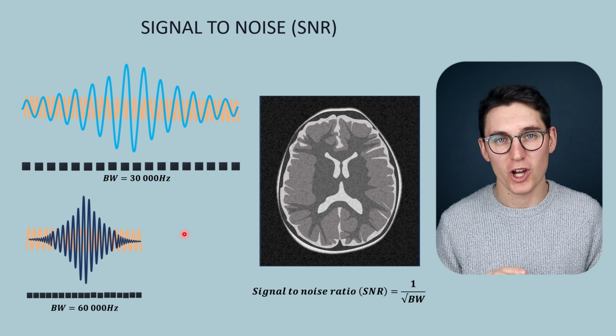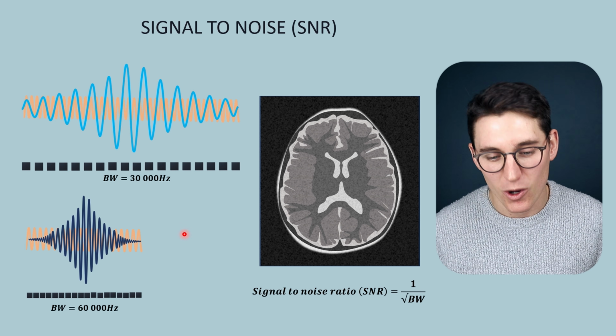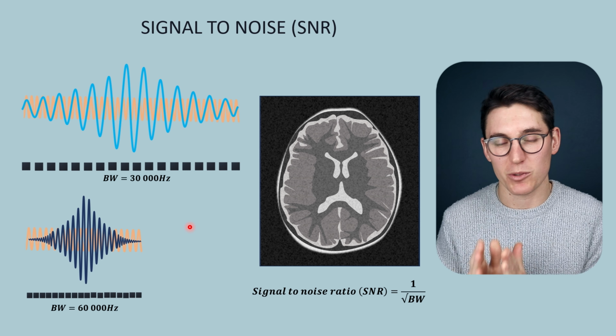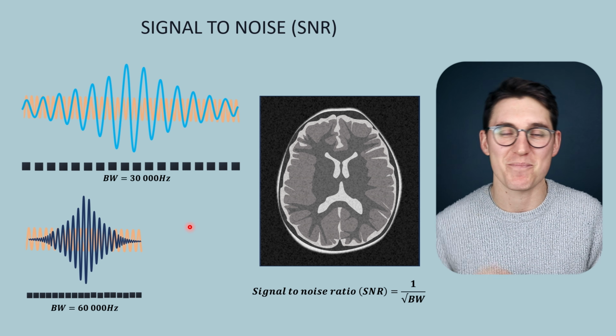Otherwise, I'll see you in the next talk where we're going to look at aliasing artifact, which is closely related to the Nyquist limit that we've been looking at in the previous two talks. So until then, goodbye everybody.